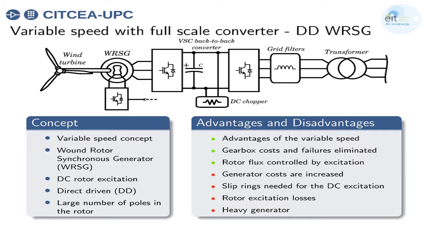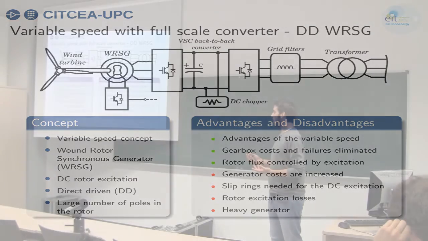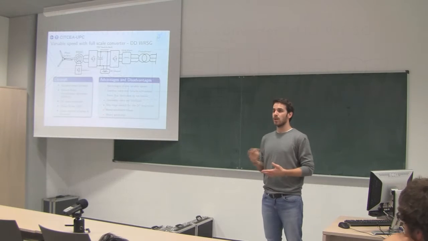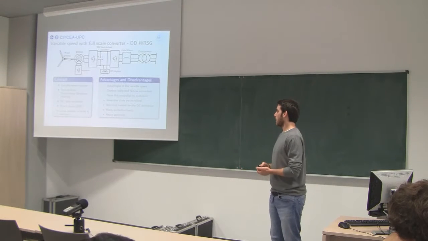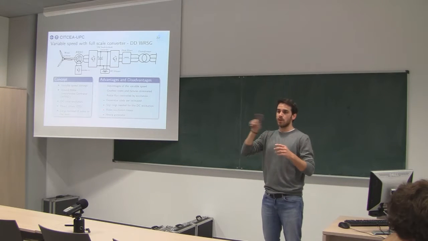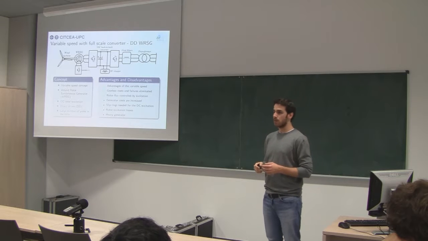Okay, but on the other hand, you have a heavy generator because you have more iron and copper there because you need a large generator, and that's probably the main drawback. You have, of course, rotor excitation losses, but they are not that much. Okay, and of course you need the slip rings because the rotor is rotating, so you need to create the field of the rotor of the synchronous machine, right?